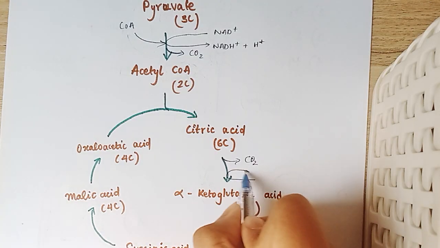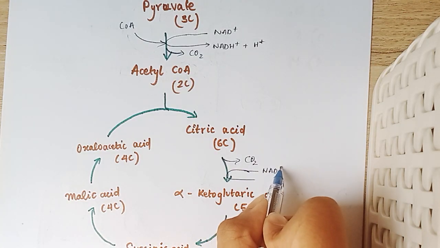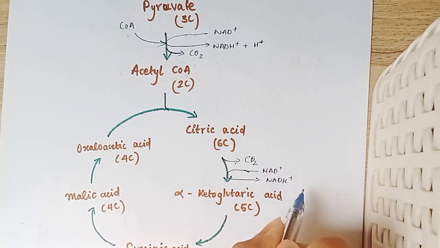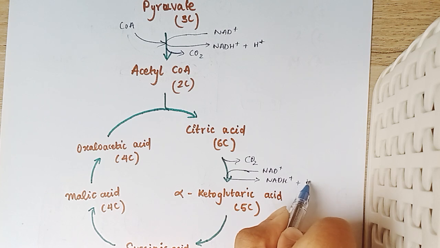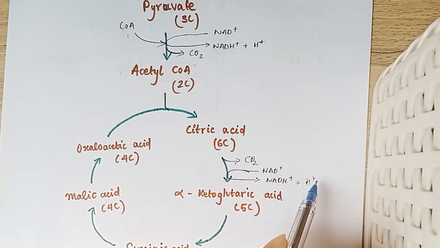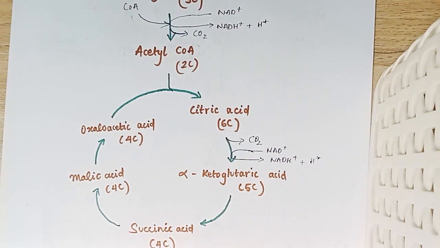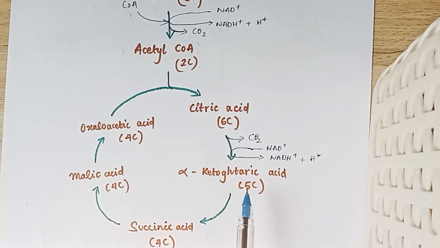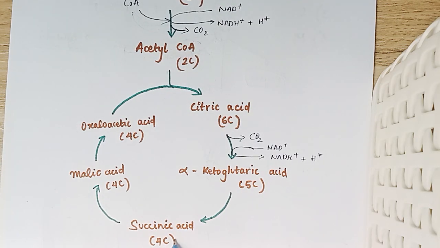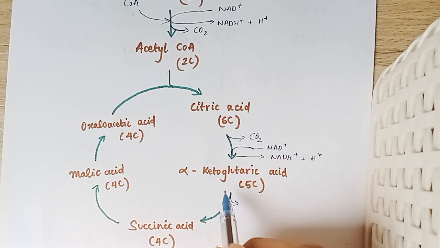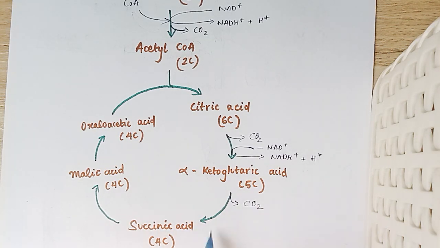Again, since there is decarboxylation happening, there should be a release of energy. So once again, NAD plus was converted to NADH plus H plus. This is how the cycle goes on. Next, again, when you look, you can see that this 5-carbon compound is changed to 4-carbon compound. So once again, the alpha ketoglutaric acid releases carbon dioxide to form succinic acid, which is a 4-carbon compound.